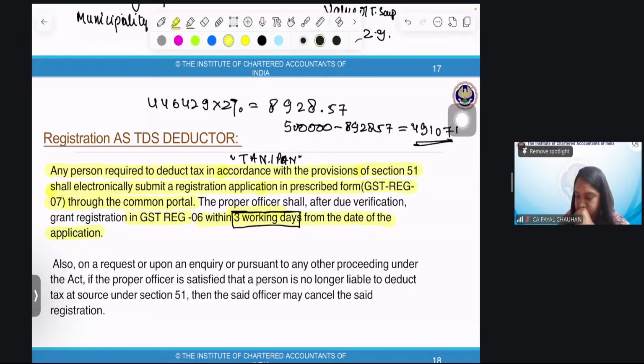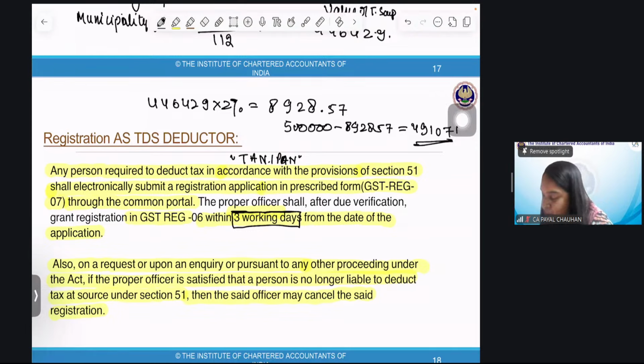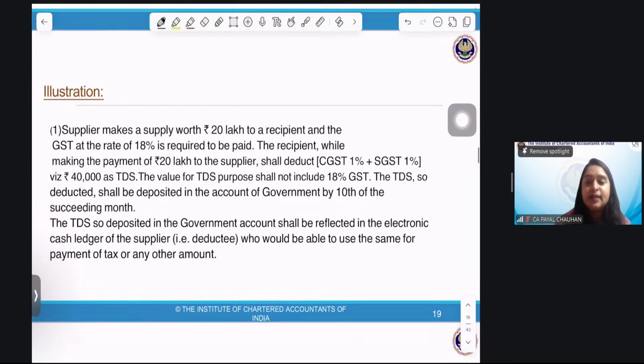Now, also, on request or upon an inquiry pursuant to any other proceeding under the Act, if the proper officer is satisfied that the person is no longer liable to deduct tax at source under Section 51, the said officer may cancel the said registration. The only thing you need to remember is proper officer, right? If the proper officer is of the view that you are not required to deduct TDS anymore, then he can cancel your registration. So did you people understand this slide? An easy one, not a typical one. You'll get a registration in 3 working days. And if you are no longer required to deduct TDS, then the proper officer can cancel your registration. So simple, very simple.